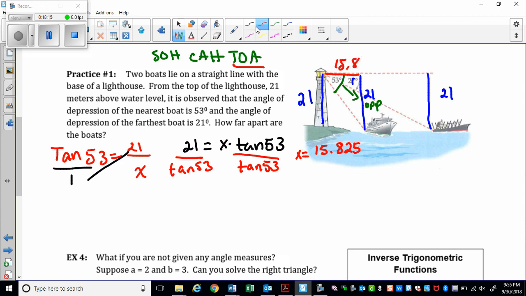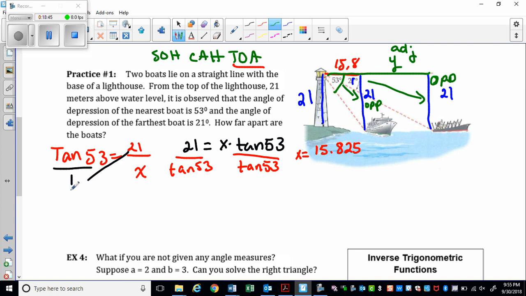Okay. Now I'm going to do the same thing with this 21 degrees. This whole side is going to be y because I already used x. And then my opposite side is now 21. This is my opposite. This whole side is going to be y. This is my adjacent side. And then my hypotenuse we don't care about. We're not asked for it, so I'm not going to solve for it.